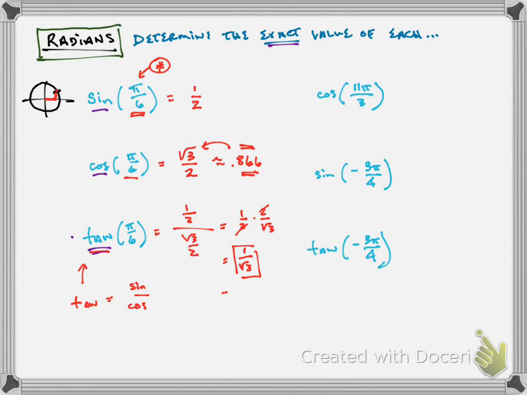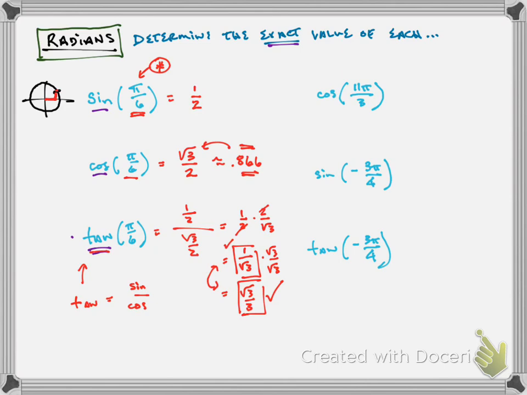But we could rationalize the denominator by multiplying by root 3 over root 3, just a fancy way of multiplying by 1, and we could get root 3 over 3. That's an equivalent way to write the same value. This one has a rational denominator. The denominator has been rationalized. This one does not. They're the same.